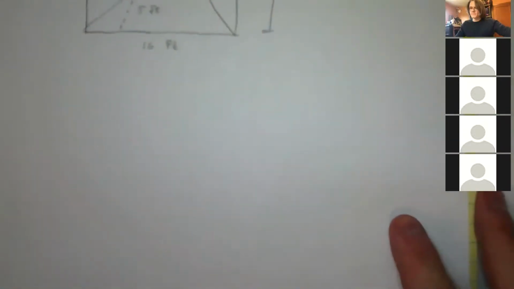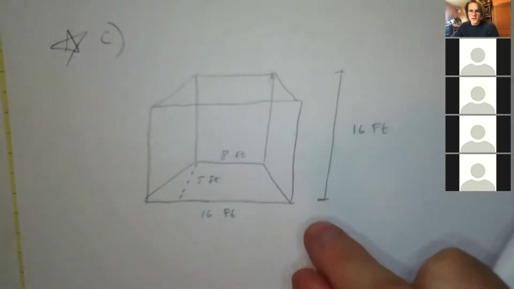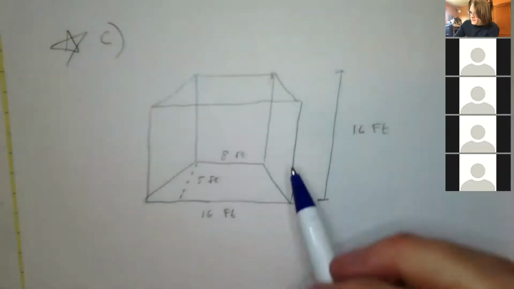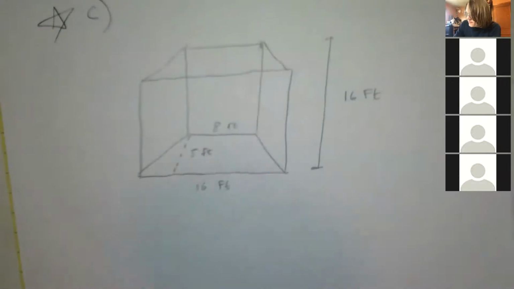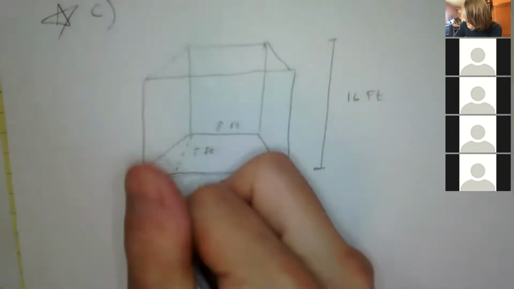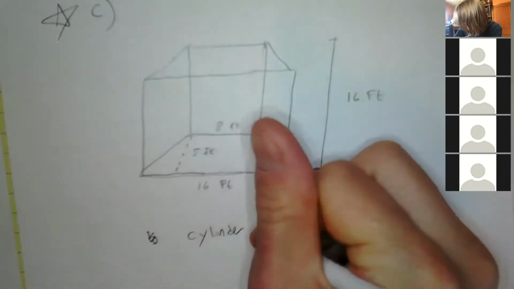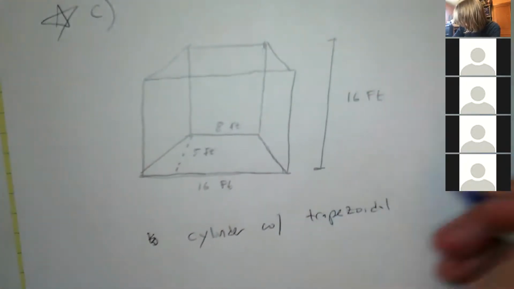This one's a cool one. It's so cool, I put a star next to it. All right, so this is not a shape we've talked about, or I should say solid we've talked about. The base is a trapezoid. This bottom figure here is a trapezoid. So this is a cylinder with trapezoidal base.